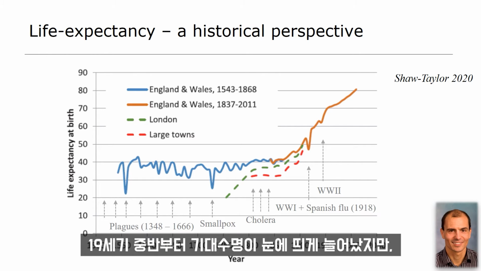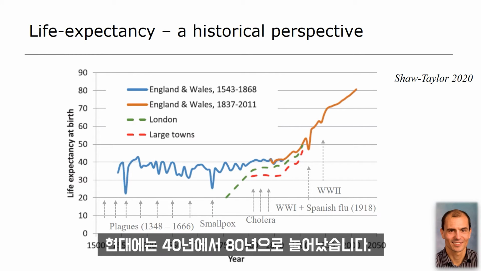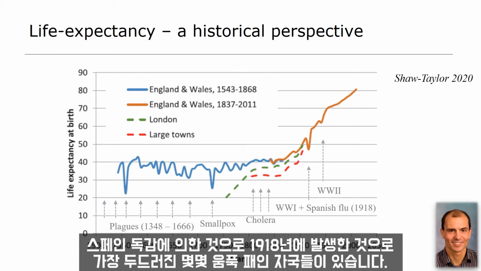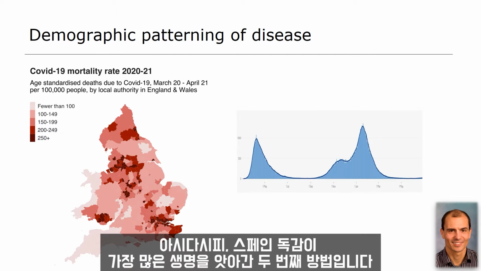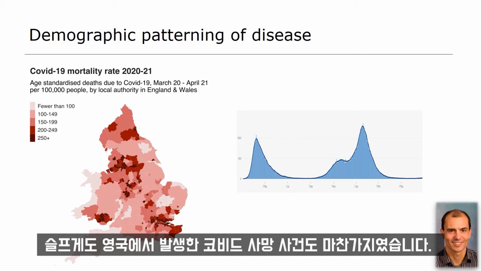From the mid 19th century or so, we see a remarkable increase in life expectancy, however, from a level of about 40 years to about 80 years in more modern times. There's some notable dents in that, most prominently the one caused by the Spanish flu in 1918. As you may know, it was the second wave of the Spanish flu that claimed the most lives, and sadly, that was also the case for COVID deaths in the United Kingdom.